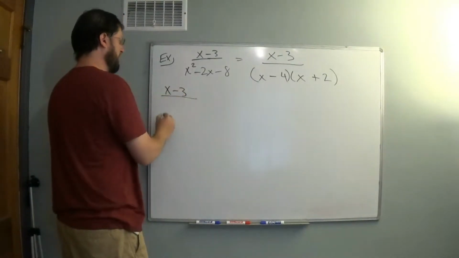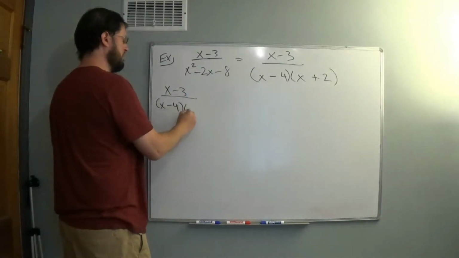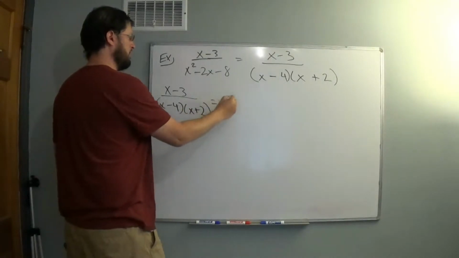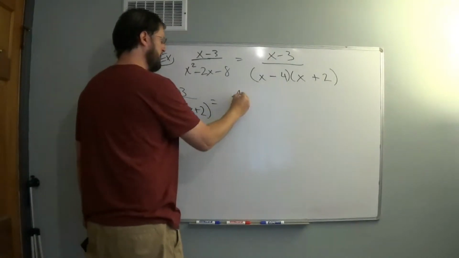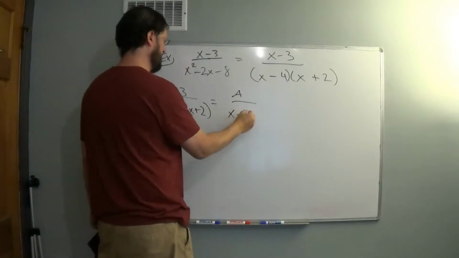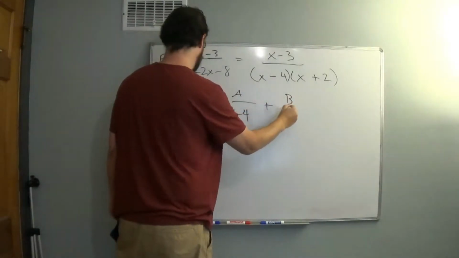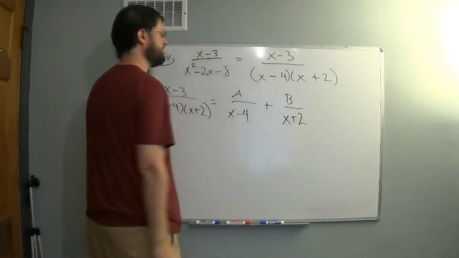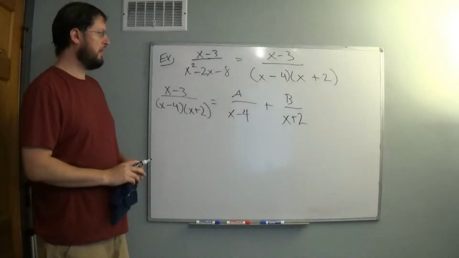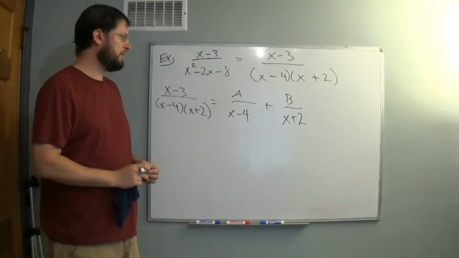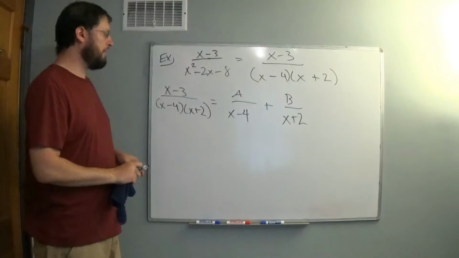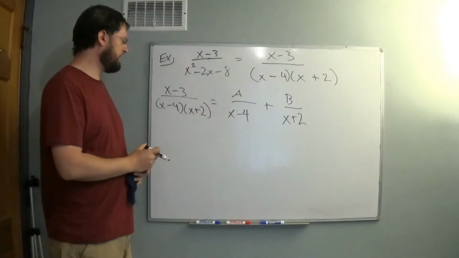So then we start with our factored form and split it up into separate denominators. Our goal is to find a and b. So we're going to multiply both sides of this equation by the entire denominator.